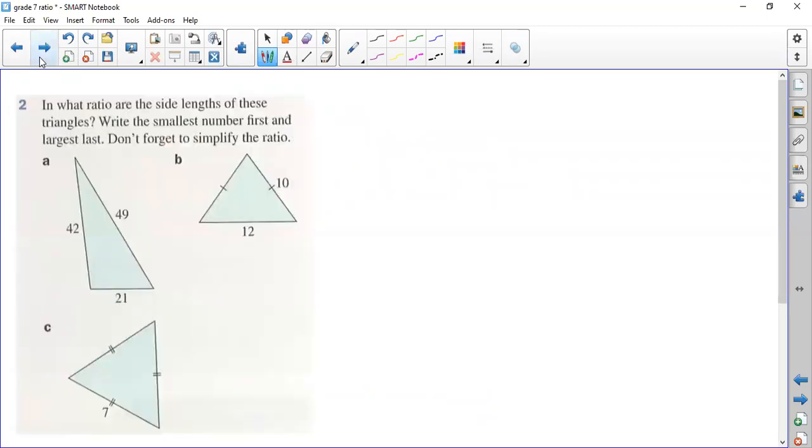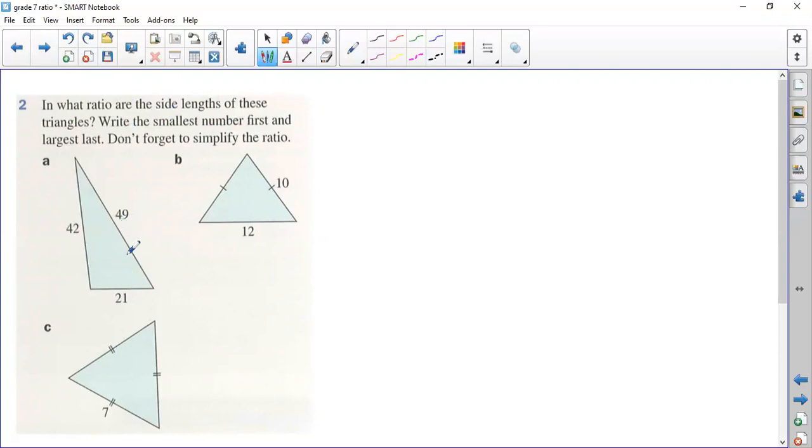Well, let's see example 2 in your book. In what ratio are the side lengths of the triangles? Write the smallest number first and the largest last. Don't forget to simplify the ratios. Okay, so let's write the ratio of the sides for the given triangles. And we have a condition for this one. We have to write the smallest number first and the largest one last.